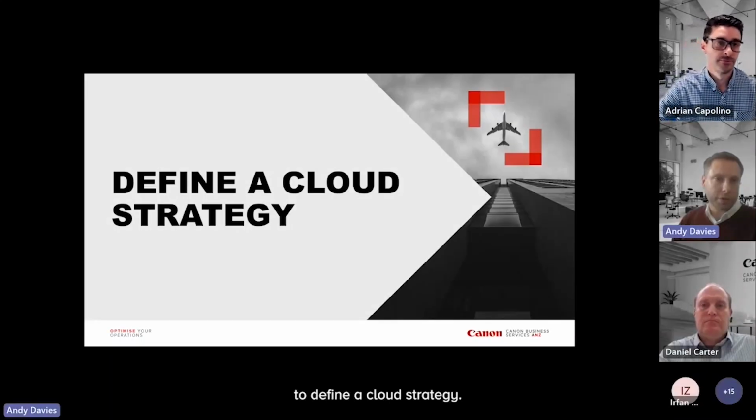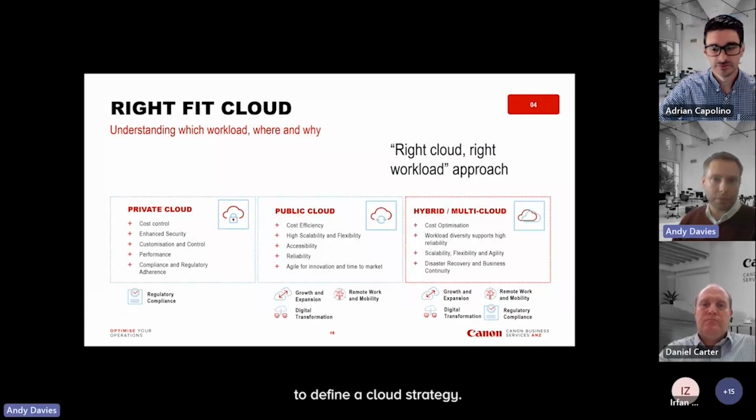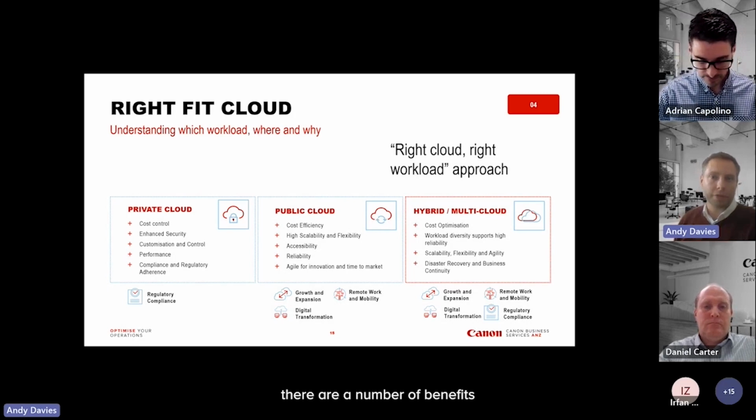Okay, so then moving on to define a cloud strategy. So right fit cloud is all about understanding and selecting the right location for a specific workload, and this is based on the business requirements. So as you'll see from the slide, there are a number of benefits to each cloud platform.